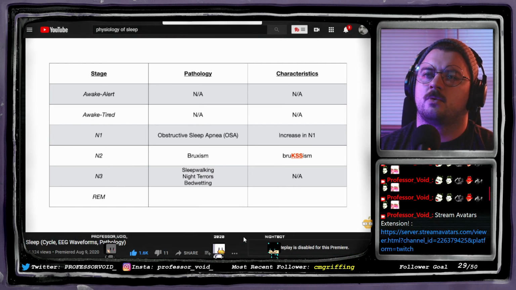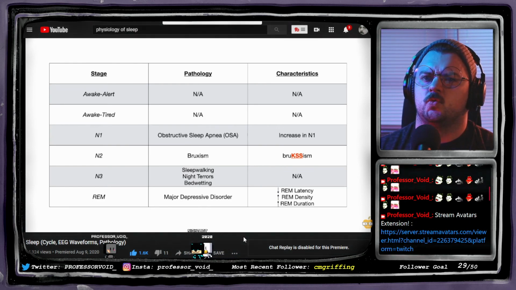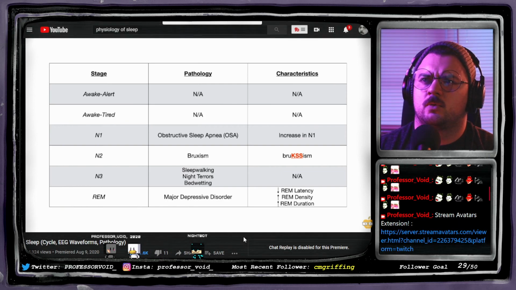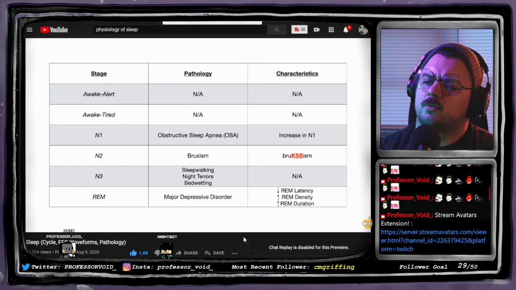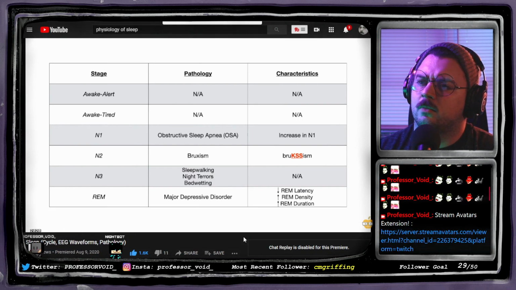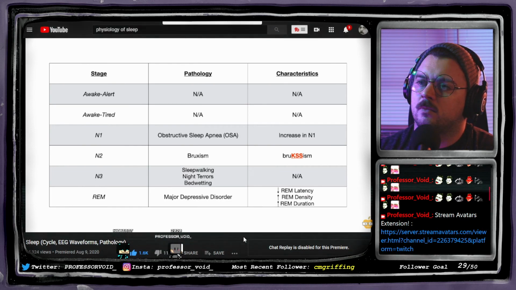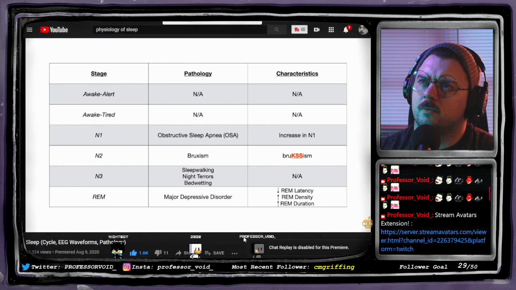Lastly, for REM, what you need to know is that this is affected by major depressive disorder, or MDD. In patients with major depressive disorder, they have tons of changes to their REM sleep. The ones that you should memorize are shown on the slide. You have a decrease in REM latency, meaning that you go into REM faster. So latency refers to the amount of time it takes for something to happen. So if the amount of time it takes to get into REM goes down, it means you get into REM sleep faster.